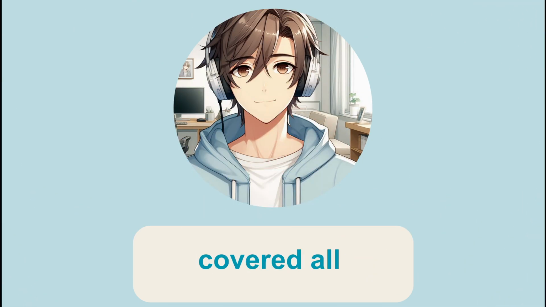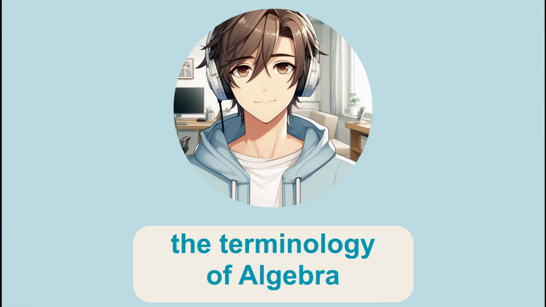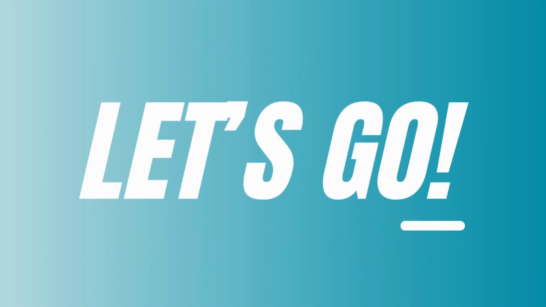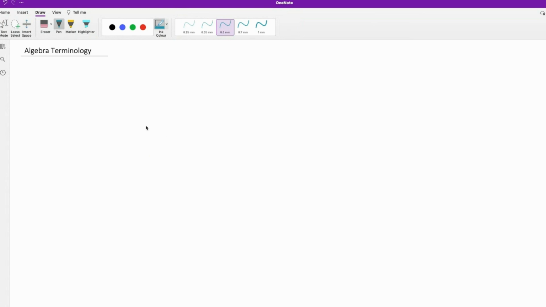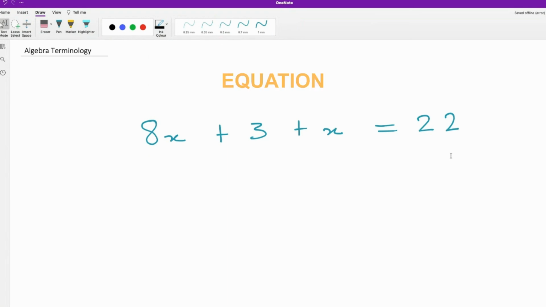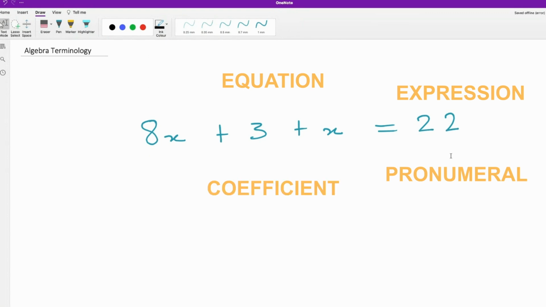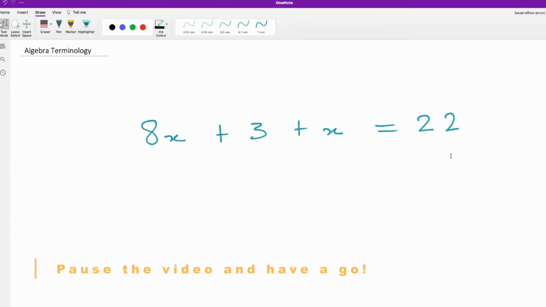Alright, now that we've covered all the content regarding the terminology of algebra, let's do a quick quiz. The question is, 8x plus 3 plus x is equal to 22. And what your goal here is to find what is classed as an equation, what is classed as an expression, what are the different pronumerals, coefficients, constants, and what are the overall terms. All right, have a go.